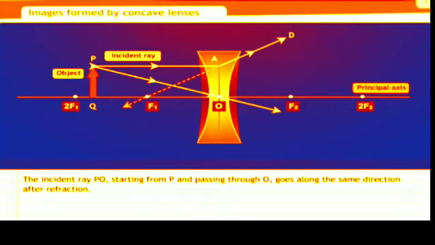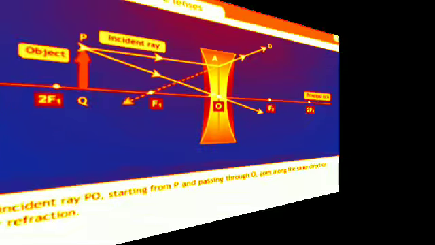First is when the incident ray is parallel to the principal axis, the refracted ray, when extended backwards, passes through the focus. And the second is when the incident ray passes through the focus, the refracted ray is parallel to the principal axis.